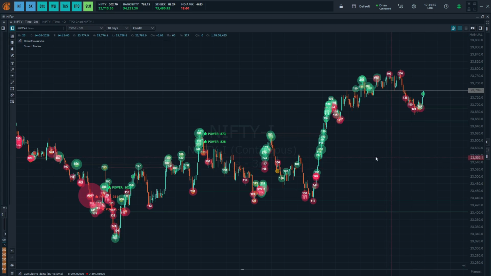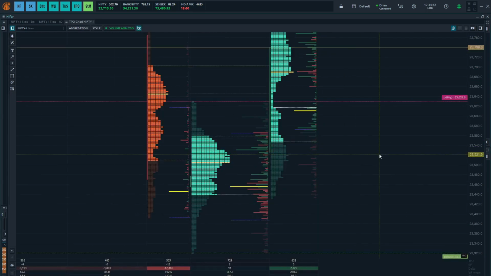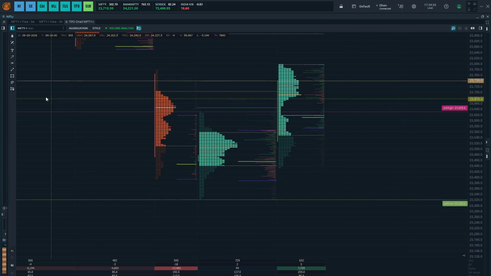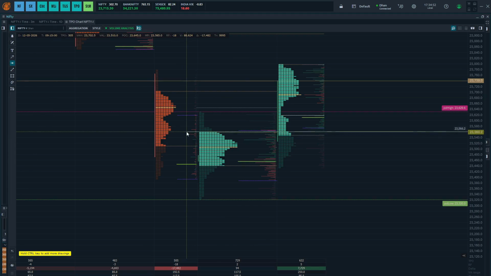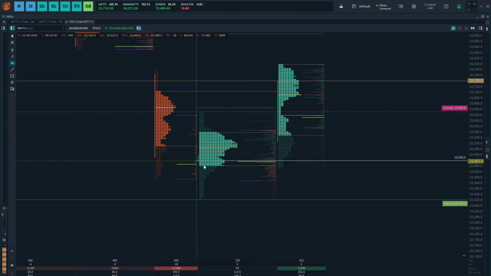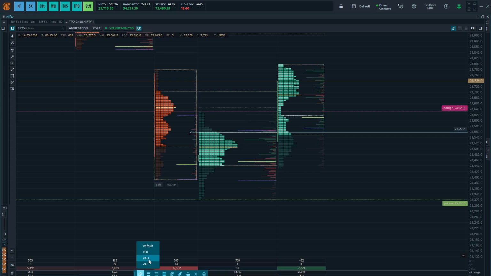In our Quantower software, we have this TPO chart. In the TPO chart, this is today's profile and this is yesterday's market profile. What you can do is draw the levels of value area high and low, which we can mark in a bright color. This is called the value area high.